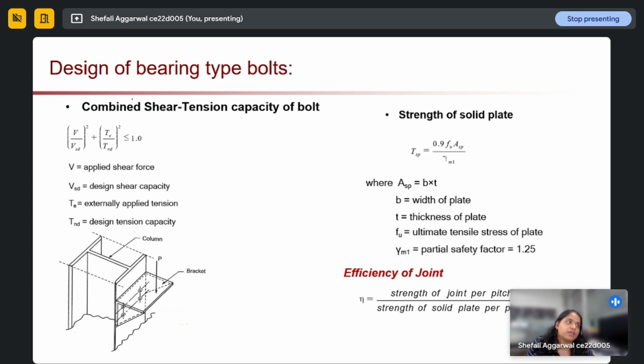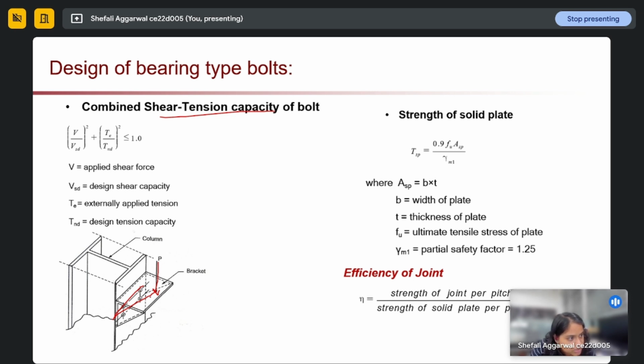Next thing is when we have combined shear and tensile capacity. It's mostly in cases like this when we have attached one column with a bracket. In this case, we are applying bolts here, and because of the loading from this side and this area, we will have shear capacity.